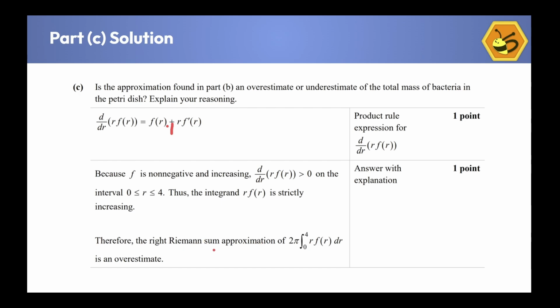So the right Riemann sum approximation is an overestimation. Since we have a strictly increasing function, and we're picking the highest point, which is the right endpoint out of all points in the subinterval. So we're definitely going to have an overestimation.